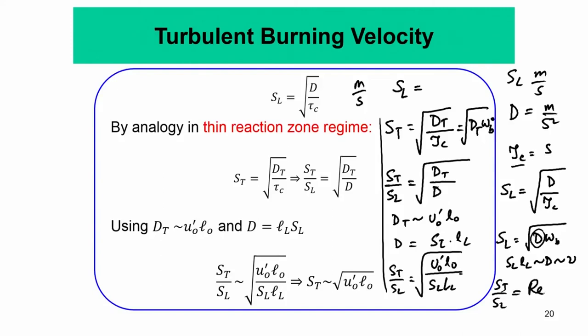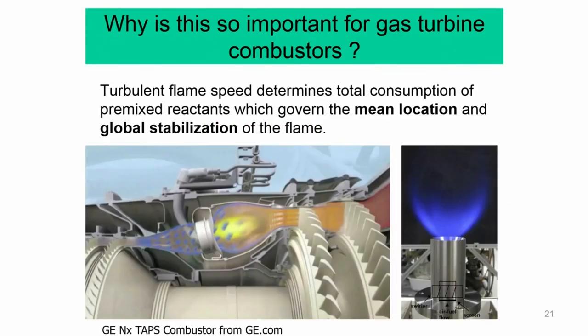Essentially it becomes equal to Reynolds number to the power of half. So ST by SL should then be equal to Reynolds number to the power of half. This way we can have a scaling relationship for turbulent burning velocity. So this is an important thing. Now, why is this so important for gas turbine combustors?